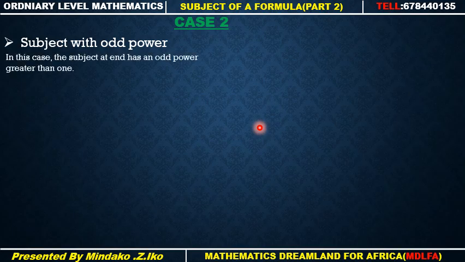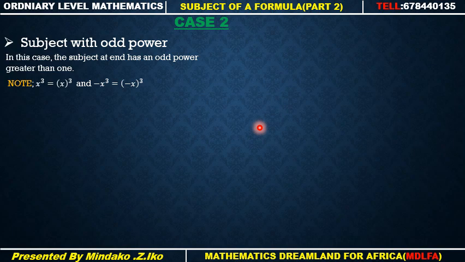So in this case the subject at the end has an odd power greater than 1. Greater than 1 is very important here, because odd numbers begin from 1 actually, so the power must be greater than 1. If the power is 1, it means we are talking about the first case where the subject of the formula is raised to a power of 1. That is why here they specify that the power should be greater than 1.